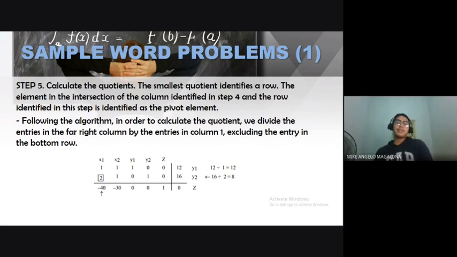Following the algorithm, in order to calculate the quotients, we divide the entries in the far right column by the entries in column 1, excluding the entry in the bottom row. So as you can see, the number 12 is divided by 1. The far right column is divided by the entries in column 1. So 12 divided by 1 is equal to 12, and 16 divided by 2 is equal to 8.